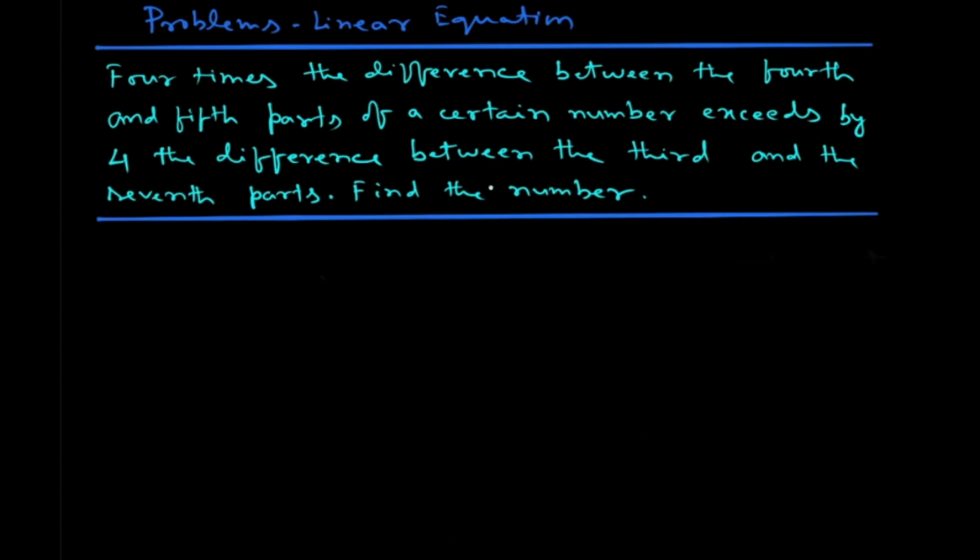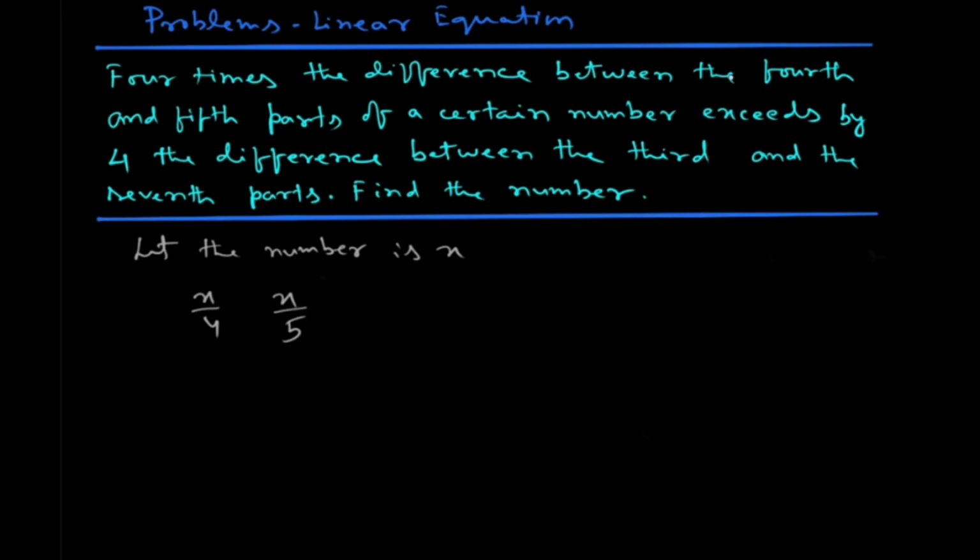So what is the unknown here? Unknown is the number, and he is saying that 4 times the difference between the fourth and fifth parts of the number. So this number's fourth part is how much? Let us first consider, let the number be x, and what is its fourth part? That is x by 4, and what is its fifth part? That is x by 5.